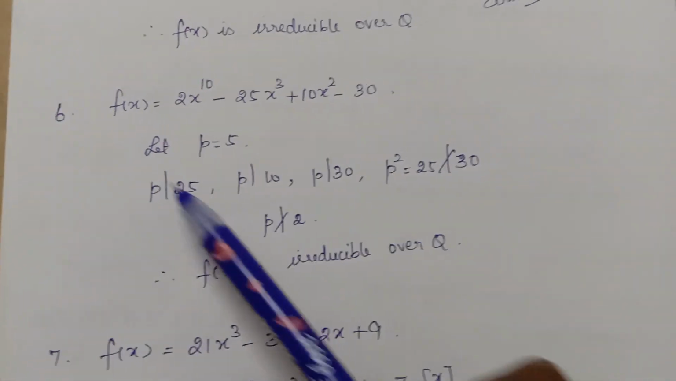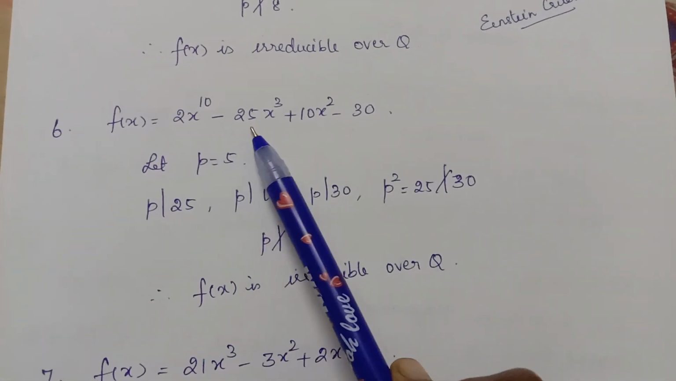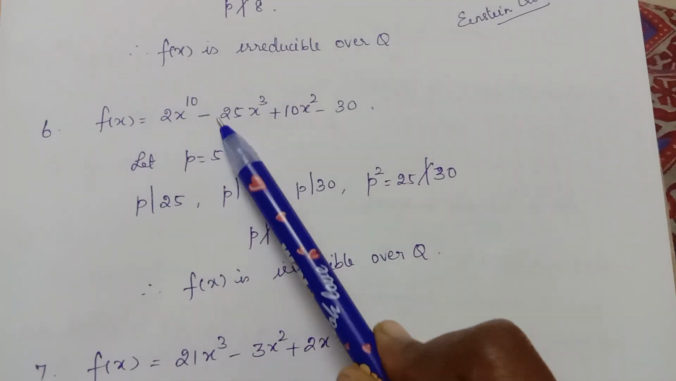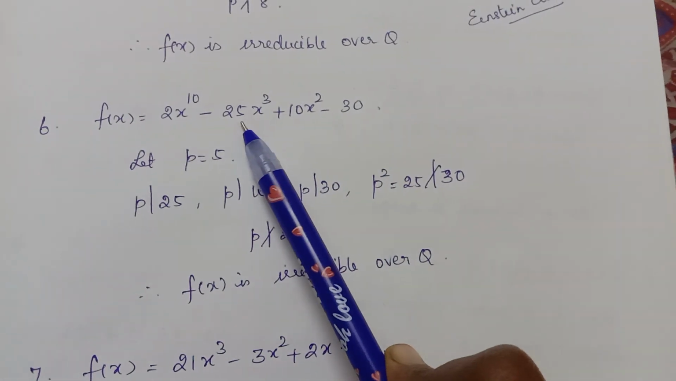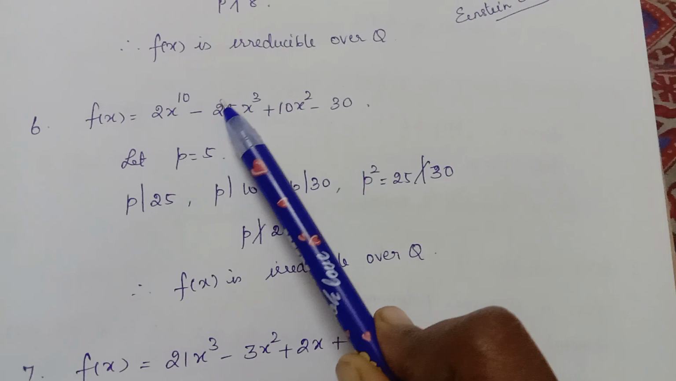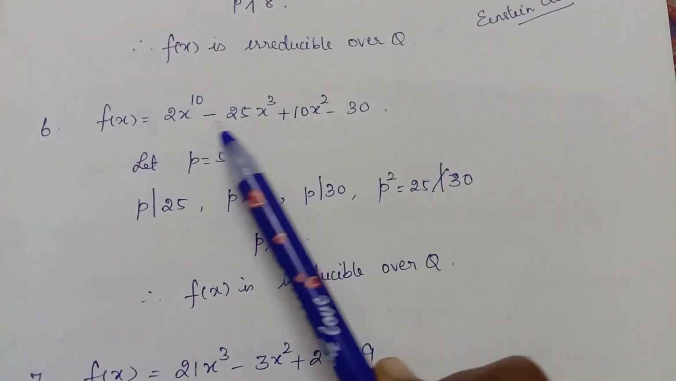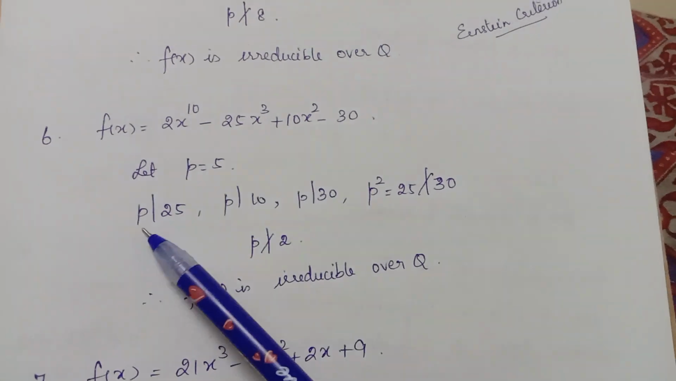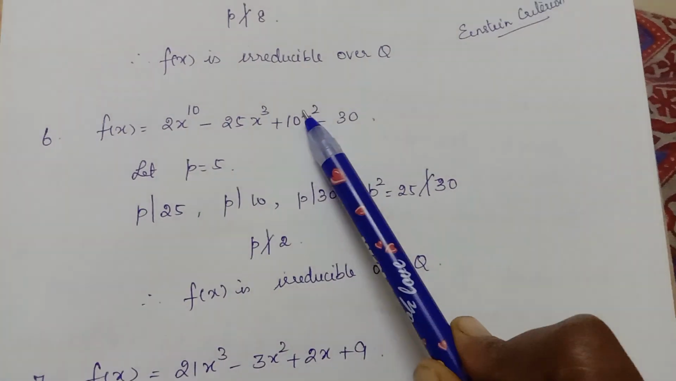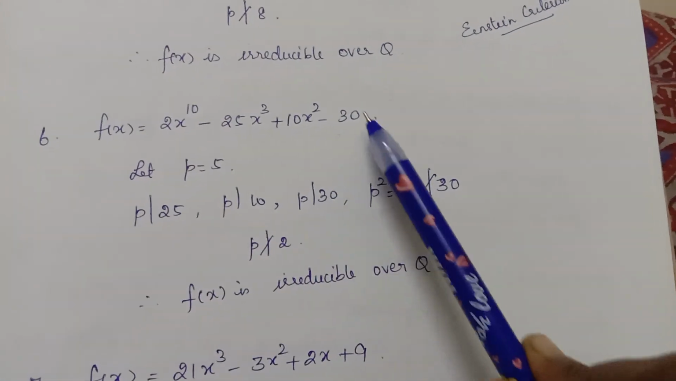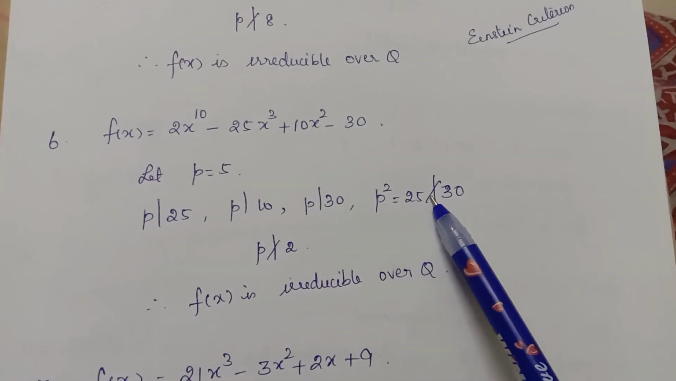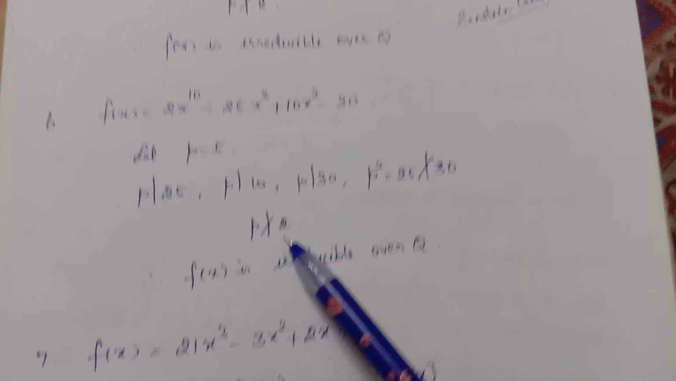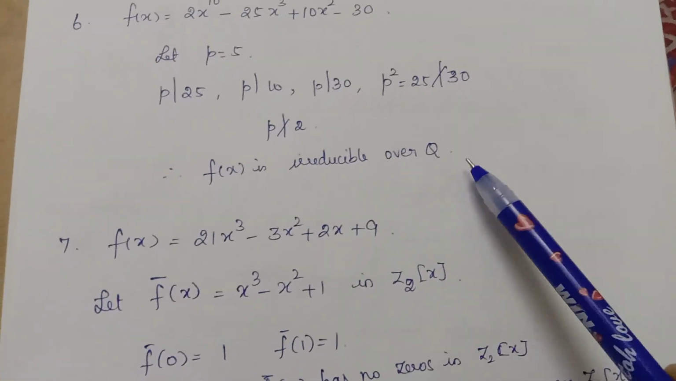Okay, next one. f of x equal to 2x power 10 minus 25x cube plus 10x square minus 30. Look at all these terms. They have 5 as a common factor. 5 is a prime number, and it is a common factor for all these terms, and 5 does not divide this 2. So 5 divides 25, 5 divides 10, and 5 divides 30, and 5 square does not divide the constant term, and 5 does not divide this 2. Therefore by Eisenstein's criterion, f of x is irreducible over Q.